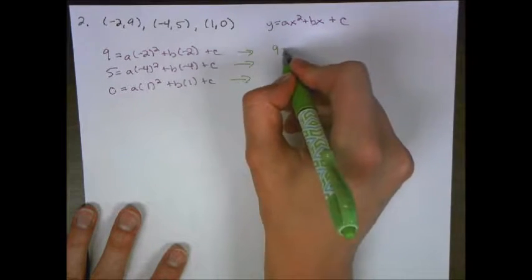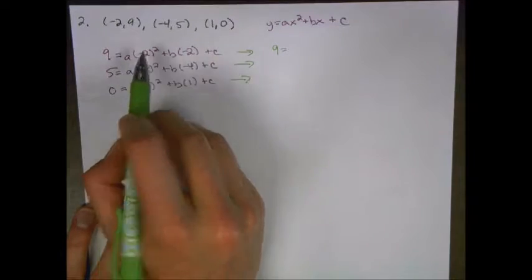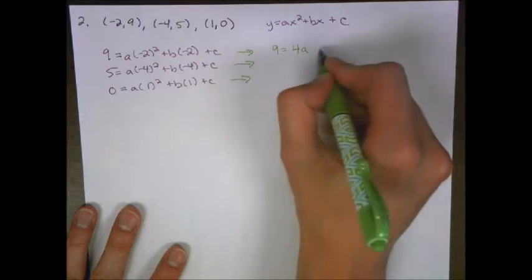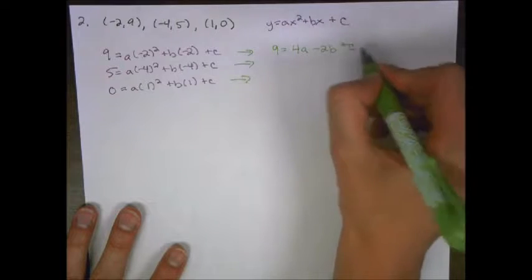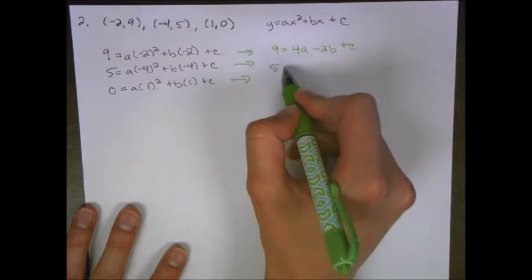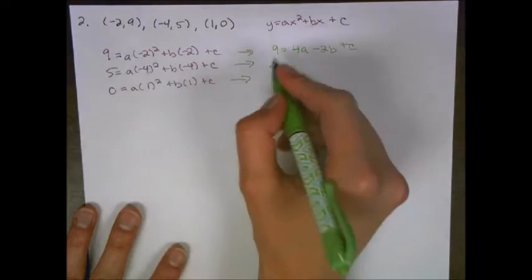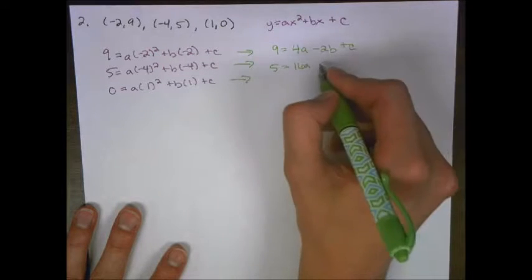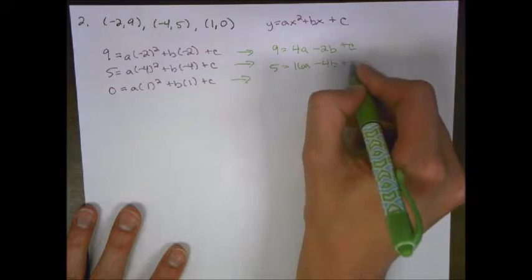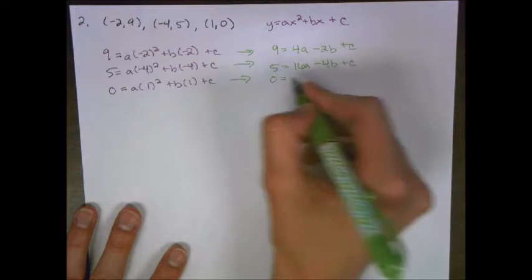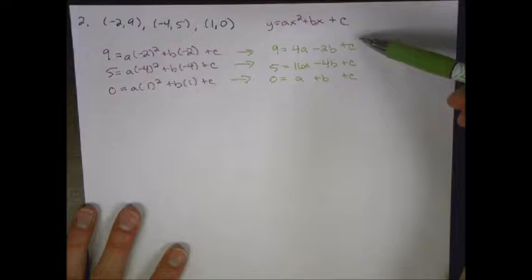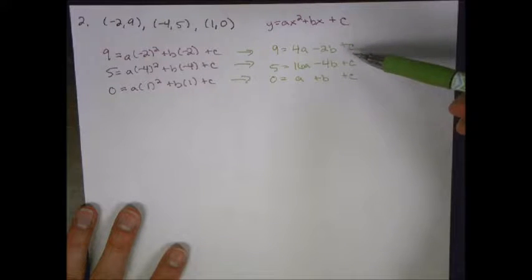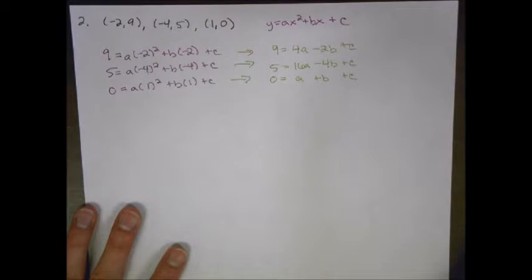So I get 9 equals, remember, negative 2 times negative 2 is positive 4. Here I get a negative 2b plus c. 5 equals negative 4 times negative 4 is 16a minus 4b plus c. 0 equals a plus b plus c. Notice none of these gave us one of our letters right away. So we're going to have to solve the system with 3 equations.